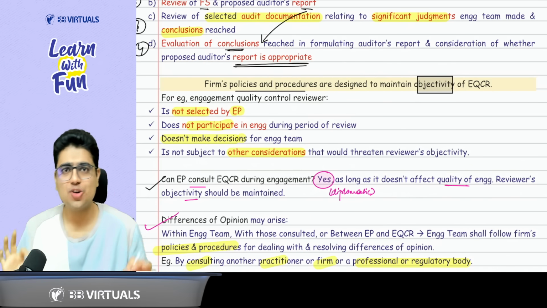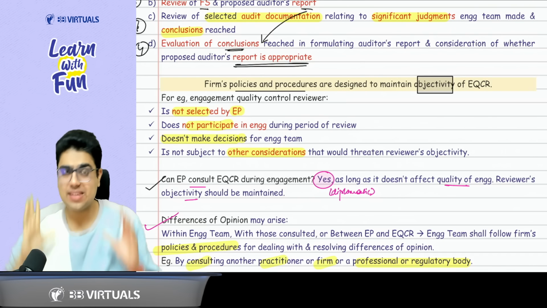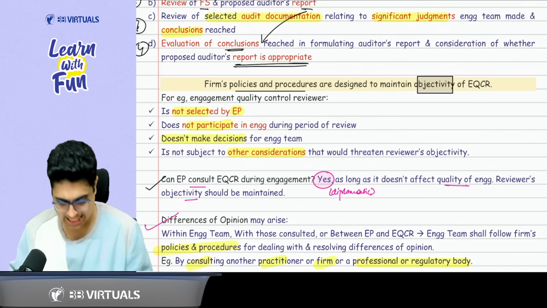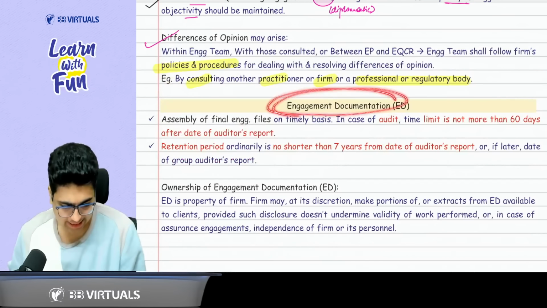With all the questions, I hope the things are now clearer to you. Now they are in a better framework in your mind. Yes, sir. Now let's move to the next topic, that is the engagement documentation.